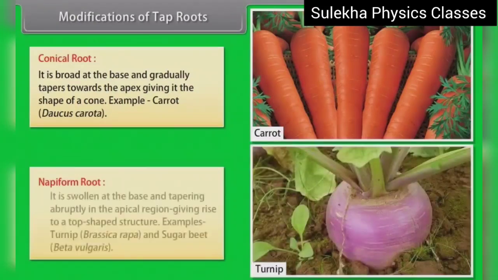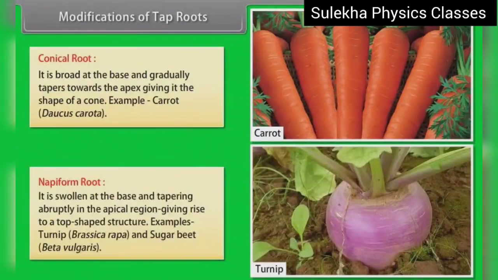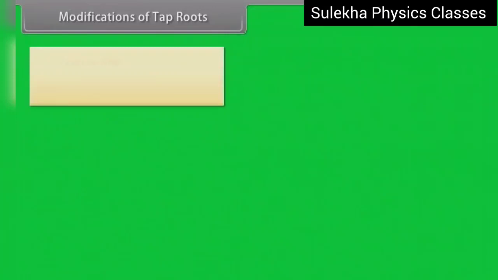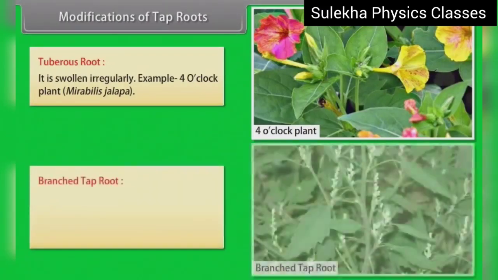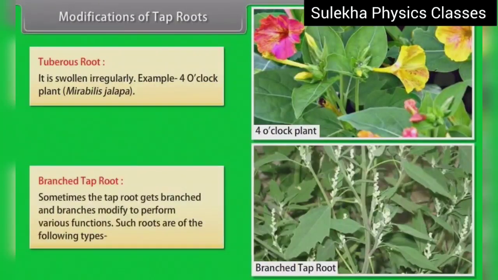Napiform root. It is swollen at the base and tapering abruptly in the apical region, giving rise to a top-shaped structure. Examples, turnip, Brassica rapa, and sugar beet, Beta vulgaris. Tuberous root. It is swollen irregularly. Example, 4 o'clock plant, Mirabilis jalapa. Branched taproot. Sometimes the taproot gets branched and branches modify to perform various functions. Such roots are of the following types.